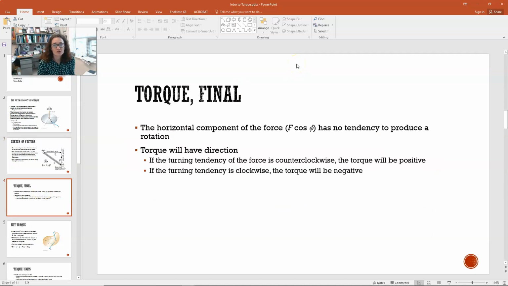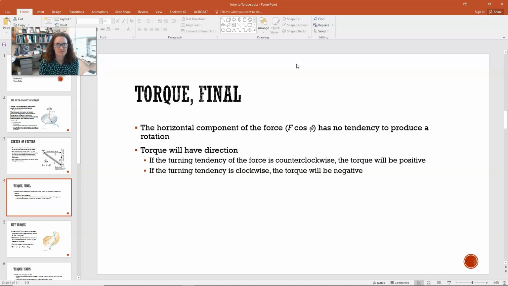Now, the horizontal component of the force, that F cosine theta, has no tendency to produce that rotation. It doesn't produce the rotation. So just remember that. Okay, now, torque has a direction because it's a vector.